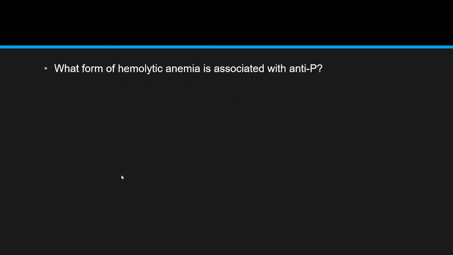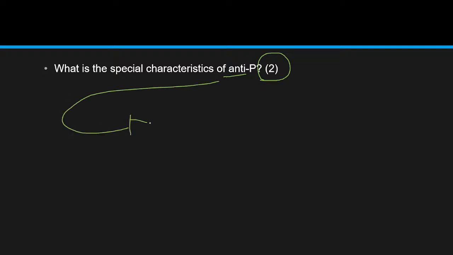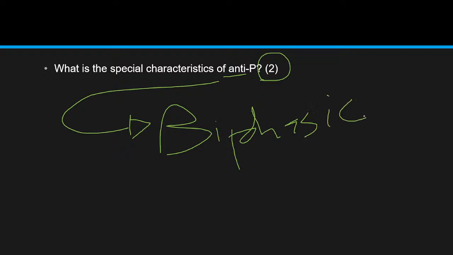All right, now let's move on to the hemolytic anemia associated with anti-P. This is PCH, paroxysmal cold hemoglobinuria, also known as Donath-Landsteiner hemolysis. And it has two types of characteristics. Anti-P is also known as a biphasic immunoglobulin. All right? What do I mean by a biphasic immunoglobulin?